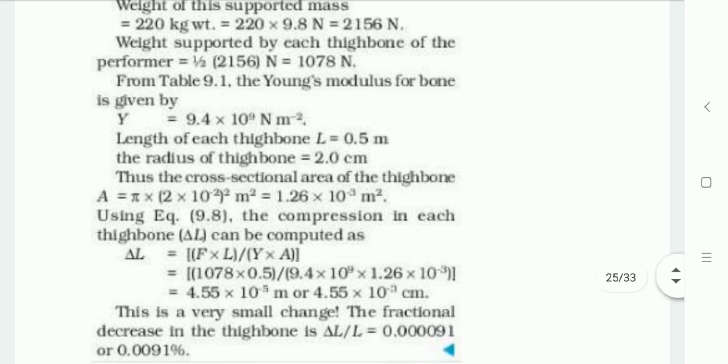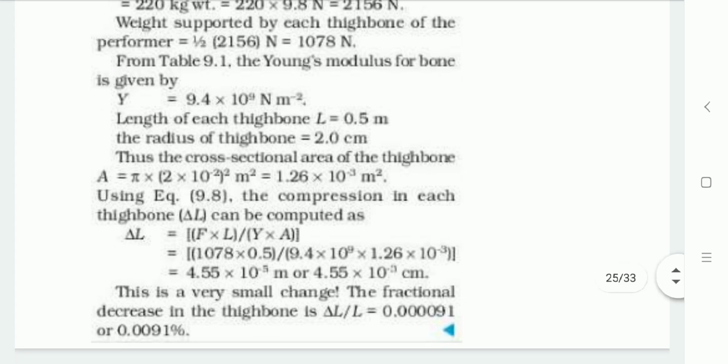Now we have force F, that is 1078 Newton. L of the thigh bone is given 0.5 meter. Young's modulus of bone we have 9.4 into 10 raised to 9 Newton per meter square, and area we have calculated based on its radius, 1.26 into 10 raised to minus 3. While substituting all the values we get delta L equal to 4.55 into 10 raised to minus 5 meter, or if we convert into centimeter, that would be 4.55 into 10 raised to minus 3 centimeter.